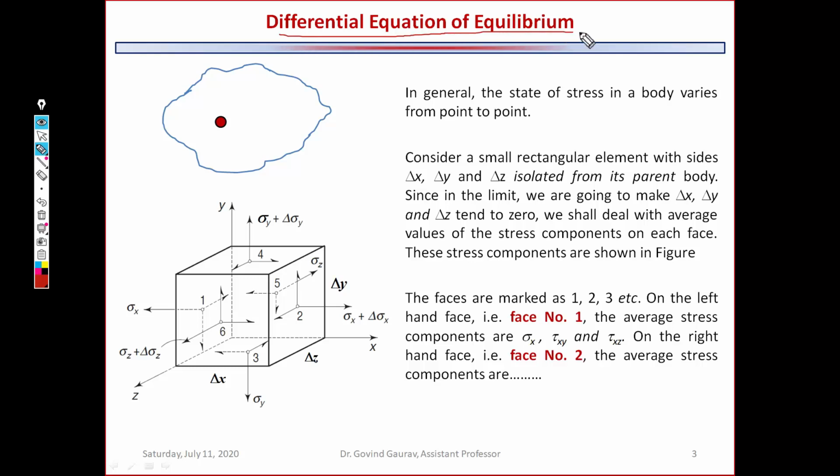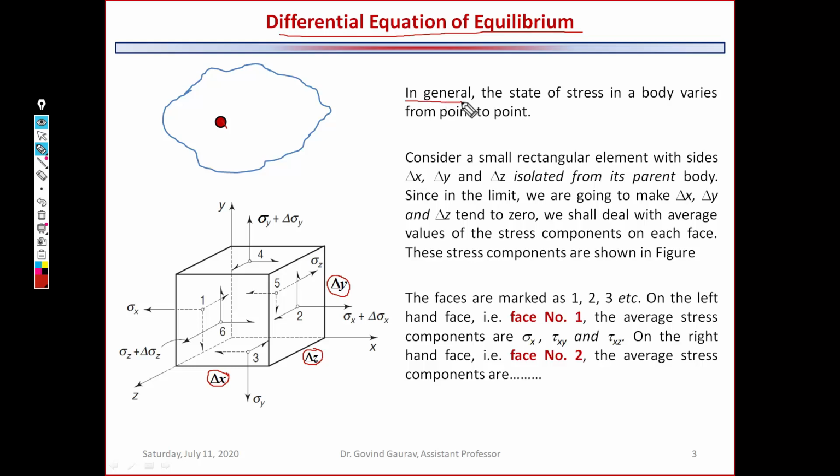Differential equations of equilibrium. In general, we define a stress at a point, and if we are interested in defining a stress at a point, say this is the point, then this point has to be very small. In order to achieve it, we define the elements such that delta x, delta y and delta z tend to 0. This means that delta x, delta y and delta z are very small. So let us first find the differential equations of equilibrium in case of a continuum.